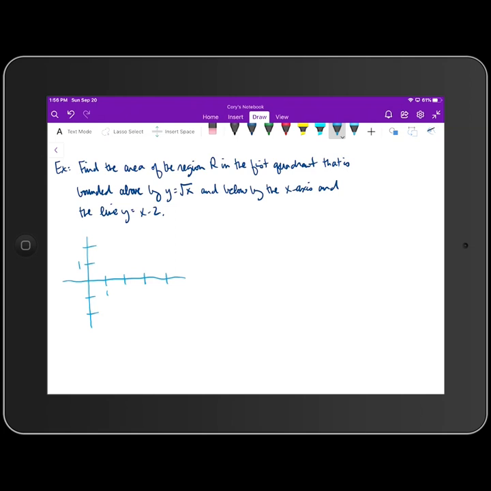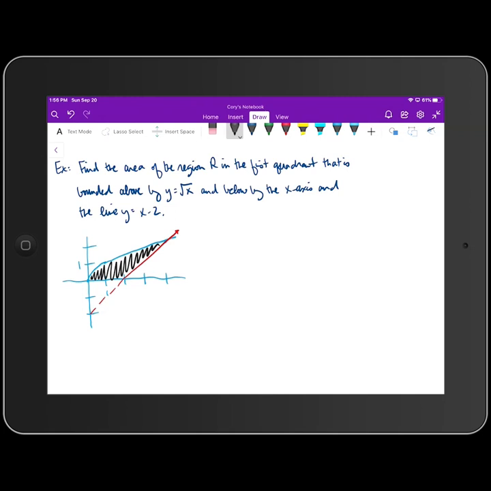Okay, so y equals rad x. That graph is going to look like so. And then y equals x minus 2. That graph looks like that. So we're told our region is in the first quadrant. Okay, so our area is going to be the area that we have in black.